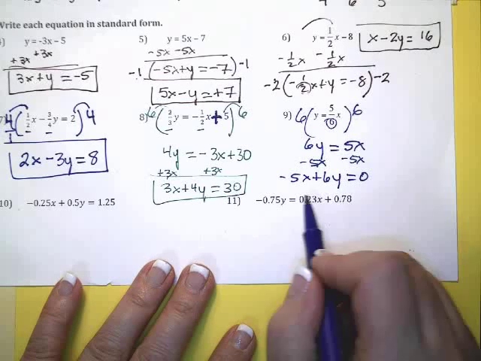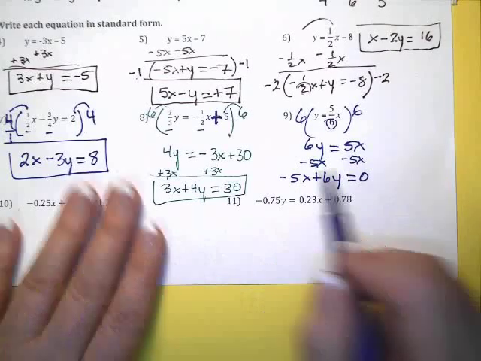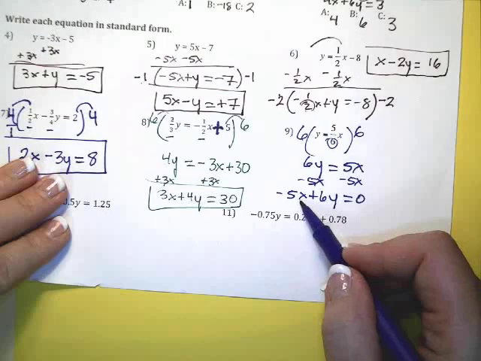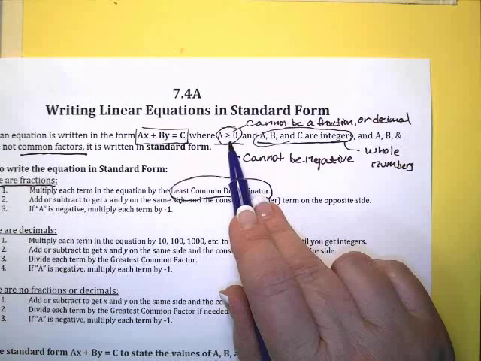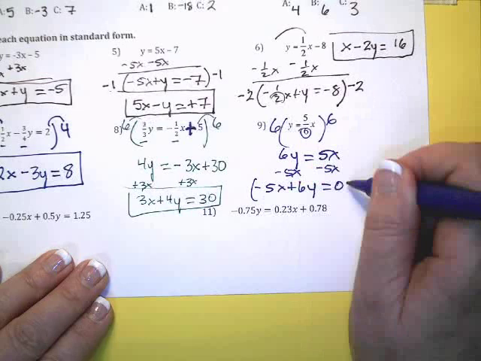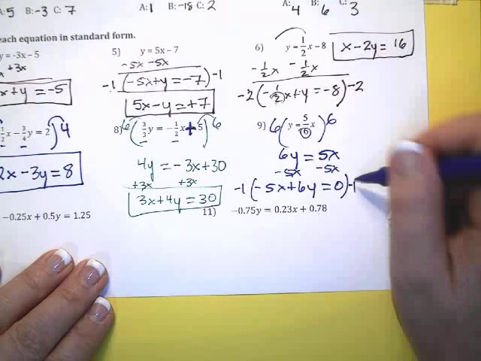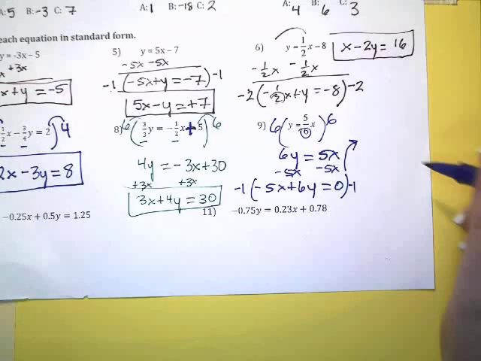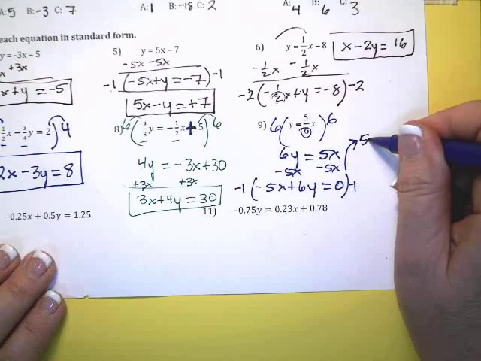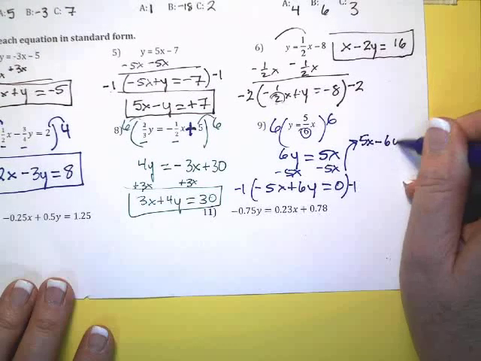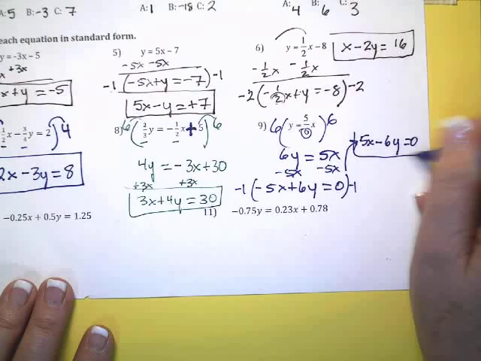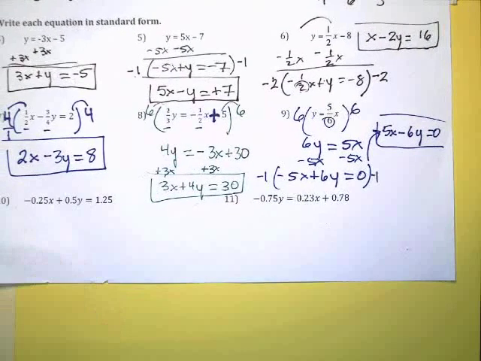Now we can't have a negative value in front of x, according to this. A has to be greater than or equal to 0. So now we need to multiply every term by -1. So then our final answer is positive 5x minus 6y is equal to 0. 0 doesn't change.